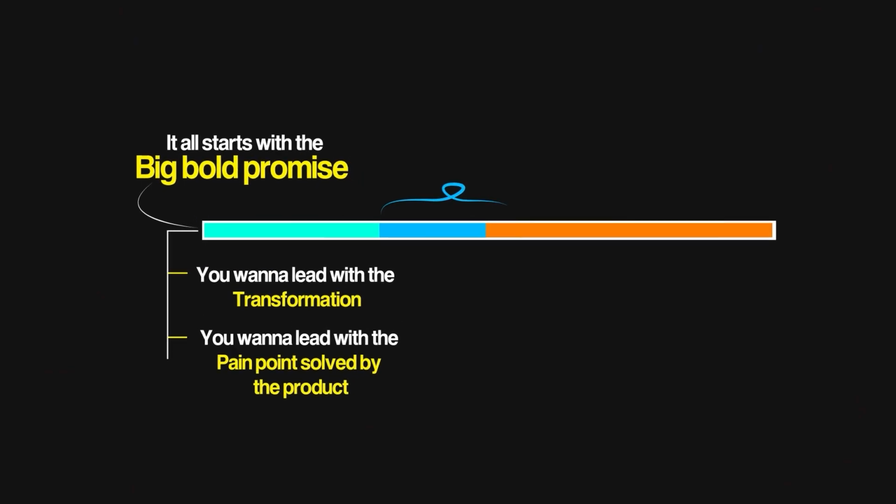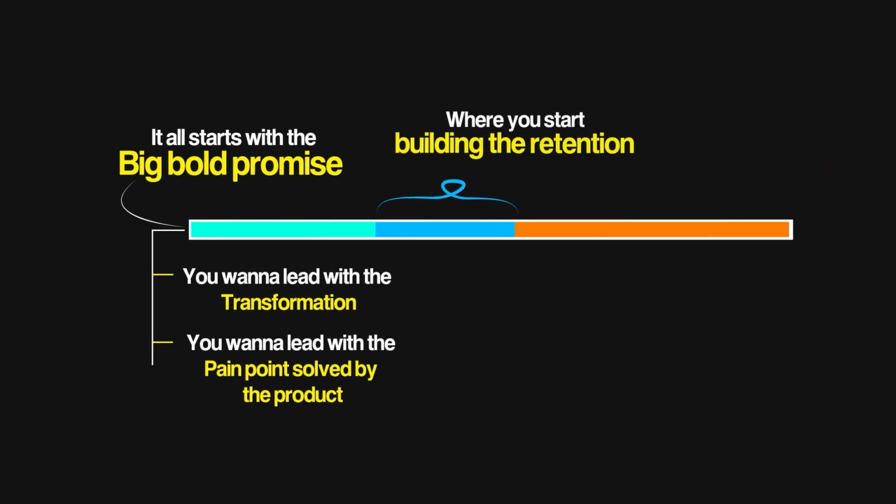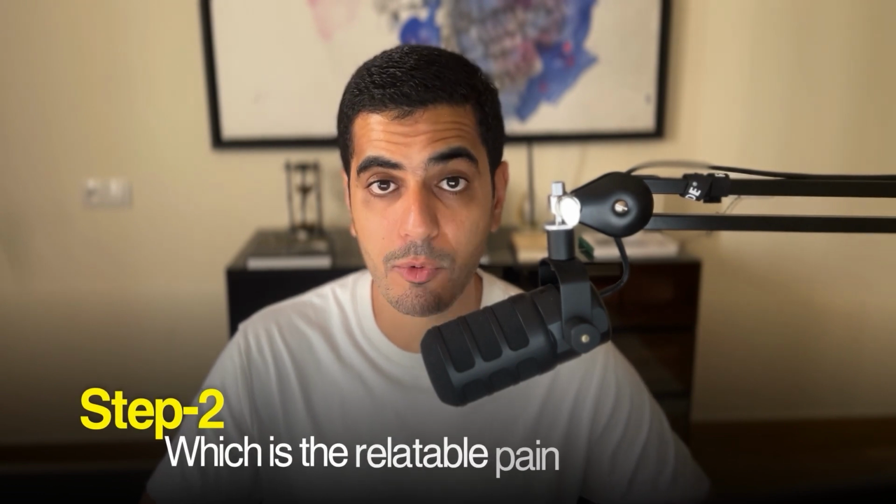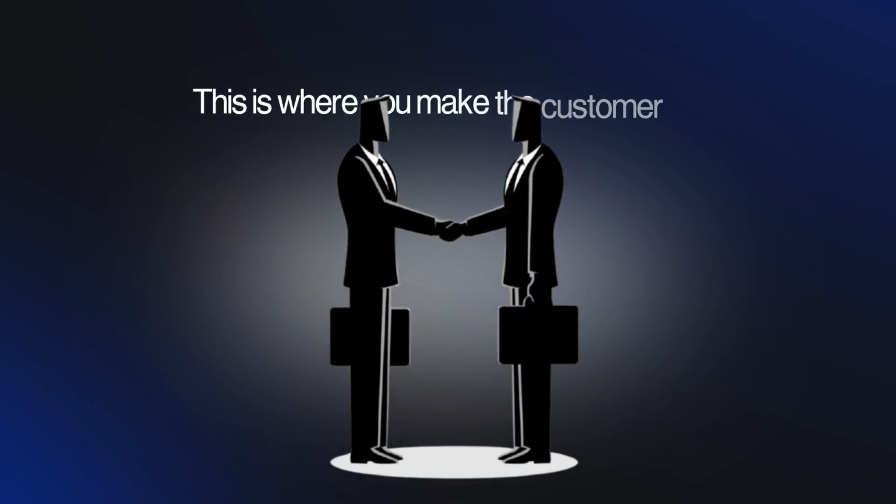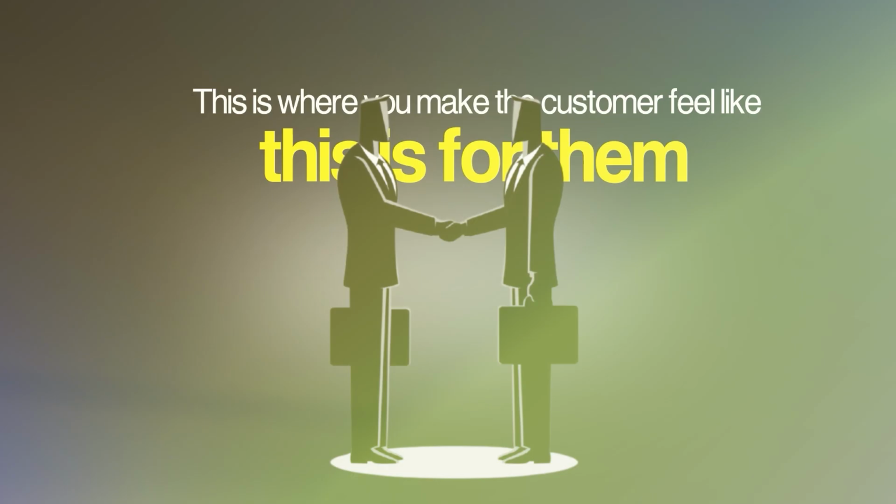Okay, now next section is where you start building the retention. Now you've interrupted the pattern, you need to keep them hooked to watch the entire ad, right? That's how you do it with step number 2, which is the relatable pain or problem. And this is where you make the customer feel like this is for them. Like you want to create a "this is for me" moment in their minds. Okay, so here what we want to do is call out the frustration or the problem in a raw human way. It's very, very simple.